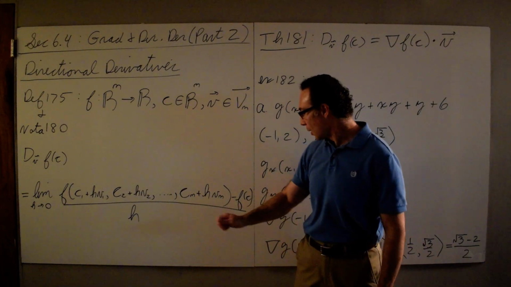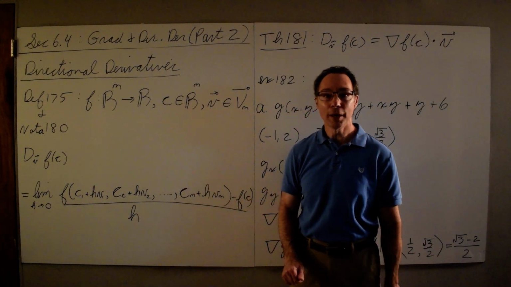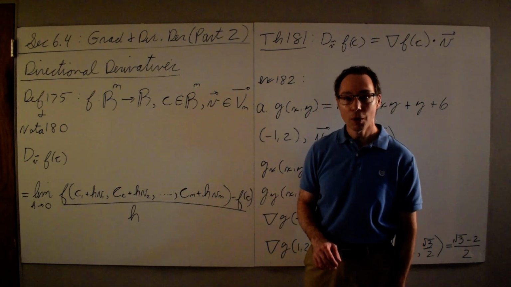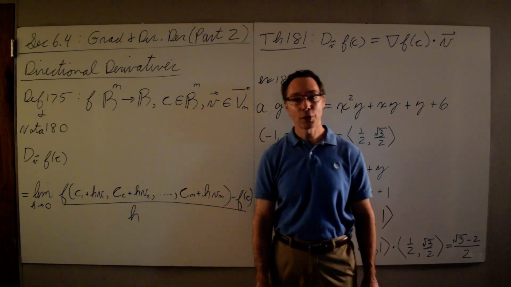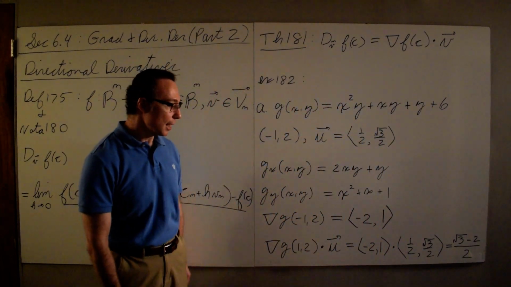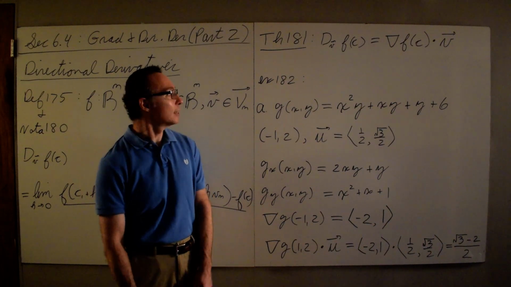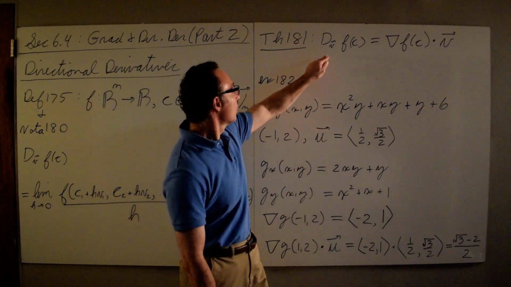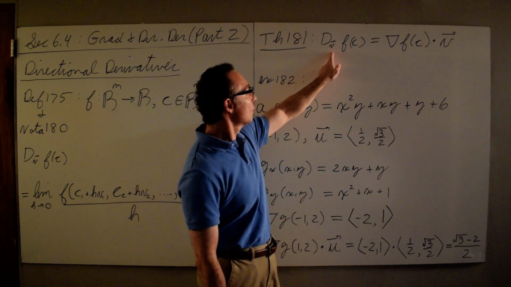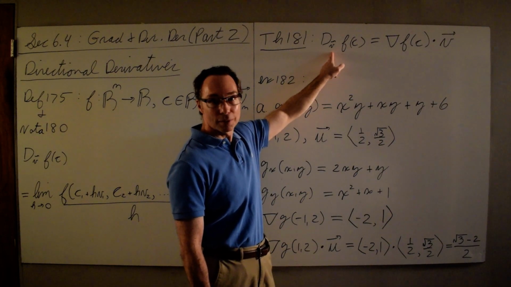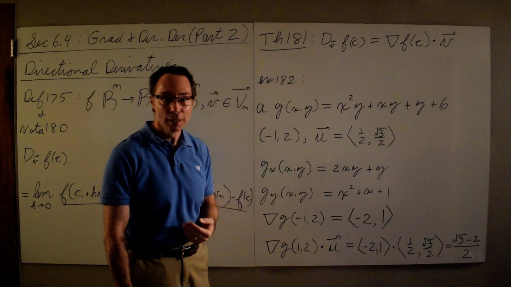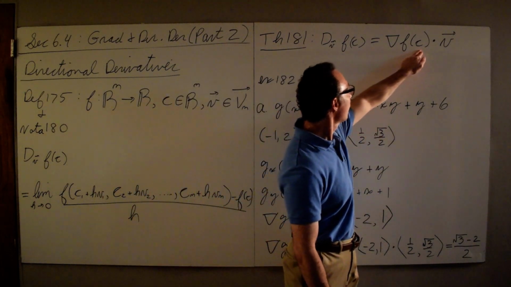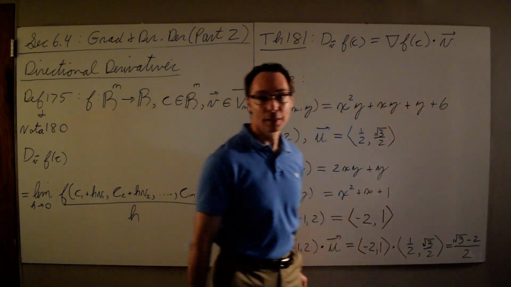Even though this looks a little bit difficult, if not messy, as usual, when we have a derivative, we have a nice theorem that comes afterwards, which tells us that calculating this limit's not as bad as it seems. That's what theorem 181 is. Our directed derivative of f at c in the direction of v, if it exists, and we always have to say if it exists when we define something in terms of a limit, is really the dot product of the gradient of f at c and v. That's all we do.